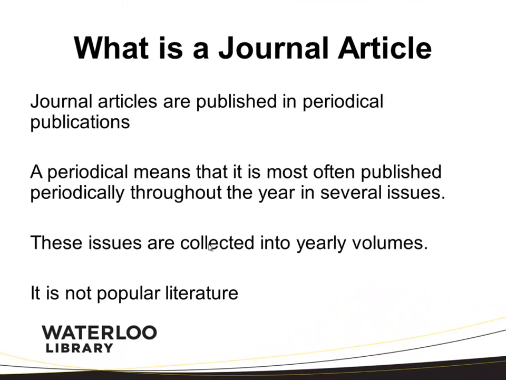In this next section, we're going to talk about finding journal articles. First, I want to answer, what is a journal article? Journal articles are published in periodical publications. But you might ask, what's a periodical publication? A periodical means that it is most often published periodically throughout the year in several issues. These issues are collected into yearly volumes. Journal articles are not popular literature, and it is important to note that when we're talking about journal articles in an academic institution, we're not talking about popular literature.